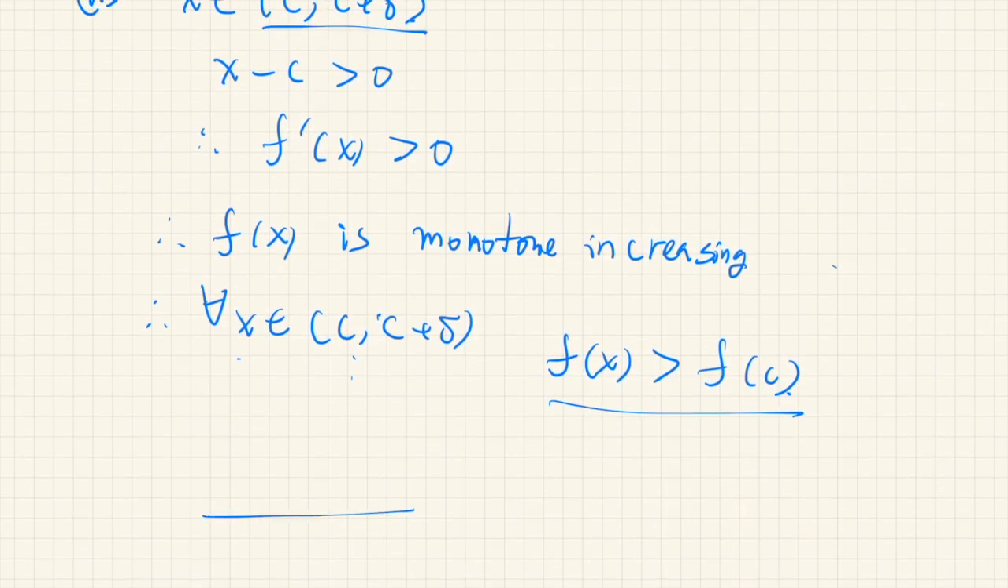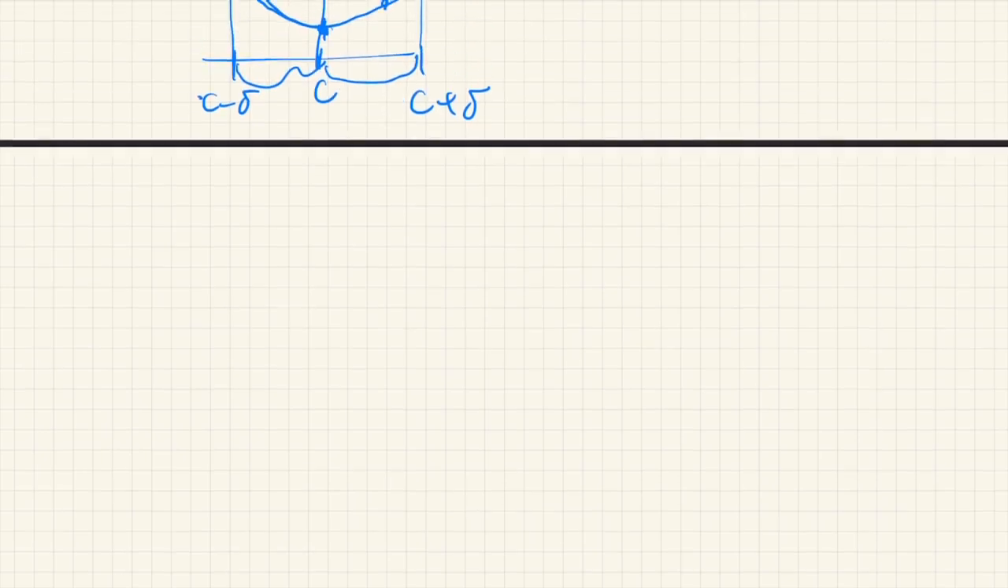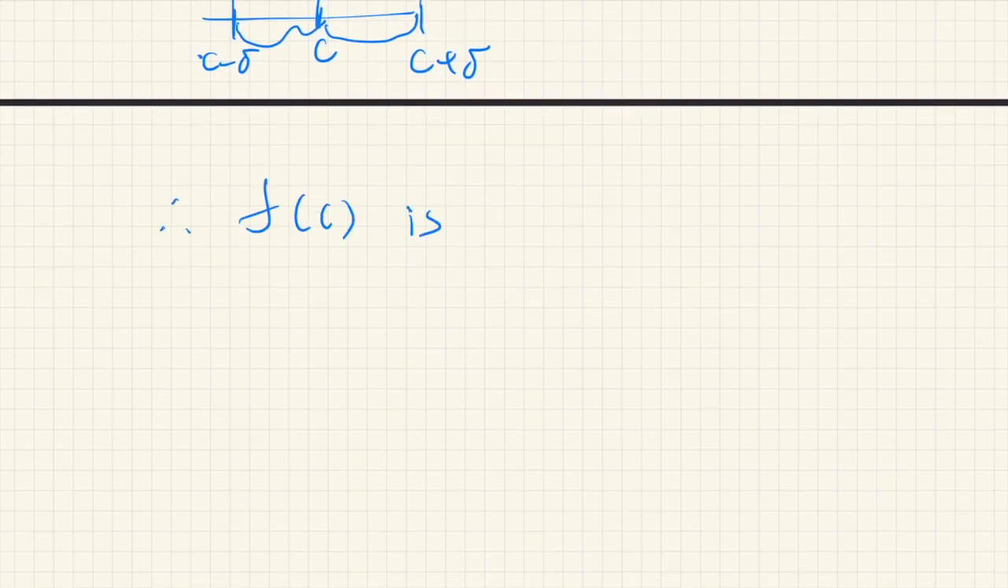Okay, so that means let's say this is c and this is c minus delta and c plus delta. We have a situation like this. Okay, so in this interval, it's monotone decreasing. So f of x is greater than f of c. And in this interval, f of x is increasing, so f of x is greater than f of c. So either case, f of x is greater than f of c. That means f of c is a local minimum. Okay, therefore, f of c is a local minimum. And we are done.